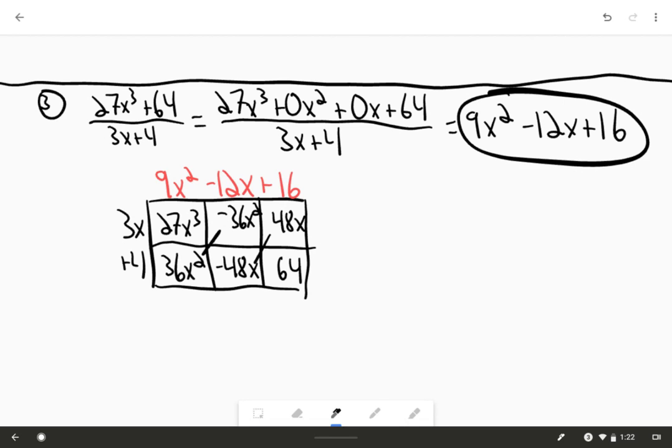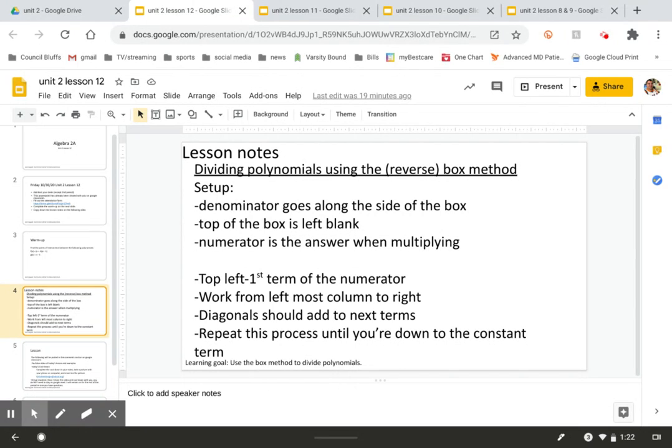Okay, so your cool down is just going to be using this process, using this reverse box method process in order to divide polynomials.